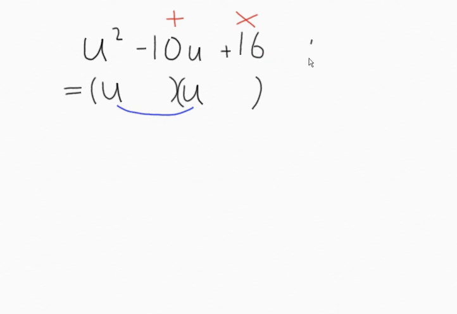Well, 1 and 16. But in fact here it would have to be negative 1 and negative 16, wouldn't it? Nope, those don't add to minus 10. What else? 2 and 8, but they're both going to have to be negative. Negative 2, negative 8. And that's it, isn't it? Because negative 2 add negative 8 makes negative 10. So we just stick them in. U minus 2, u minus 8.